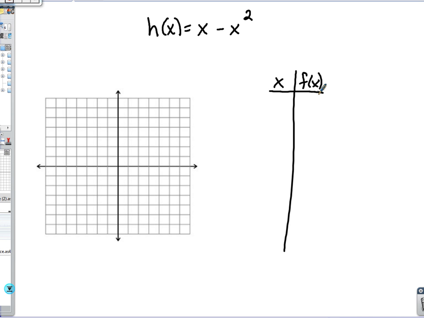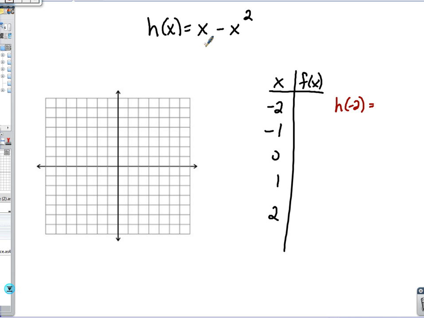You can pick any values you would like for x. And this is a little bit different looking graph that we're going to be doing. Let's do negative 2, negative 1, 0, 1, and 2. We might actually have to add some more values on top of those. So plugging in negative 2, I'm going to write it like this, finding h of negative 2.